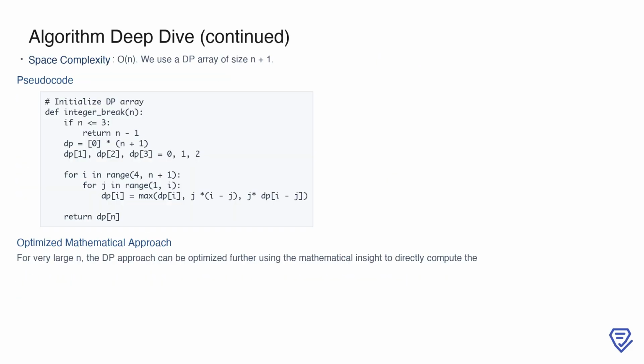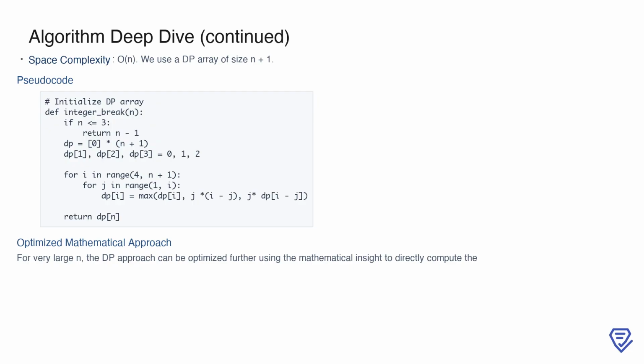Analyzing the time and space complexity, the approach uses a nested loop structure. For each i from 2 to n, we iterate over all possible splits j, resulting in a time complexity of O(n squared). Space complexity is O(n), as we use a dp array of size n plus 1.